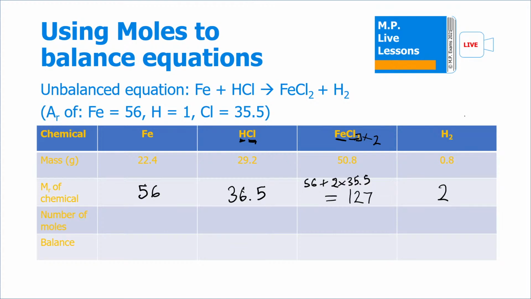Now we need to find the number of moles of each substance. And to remember the formula, moles equals the mass of the sample divided by its MR. So that's its formula mass or atomic mass. So for the first one, we have 22.4 divided by 56. This gets us 0.4, so 0.4 moles.